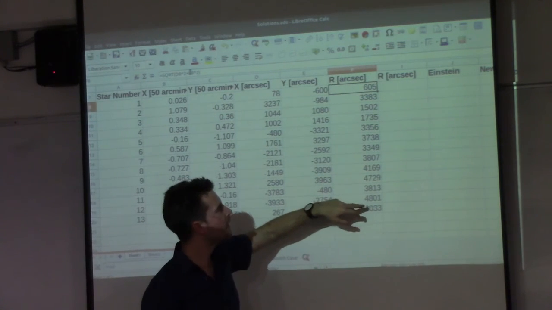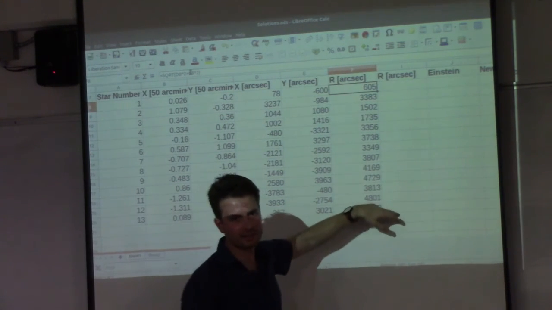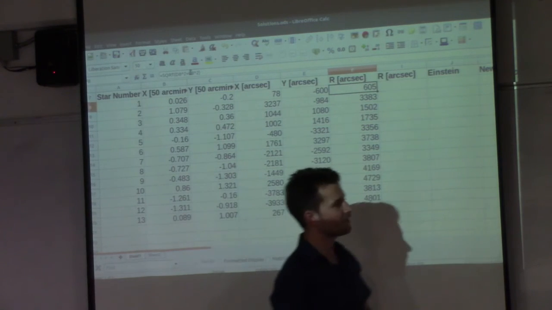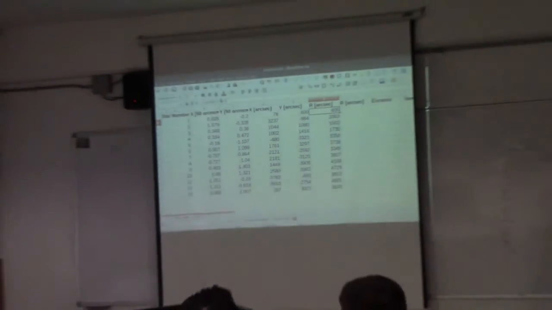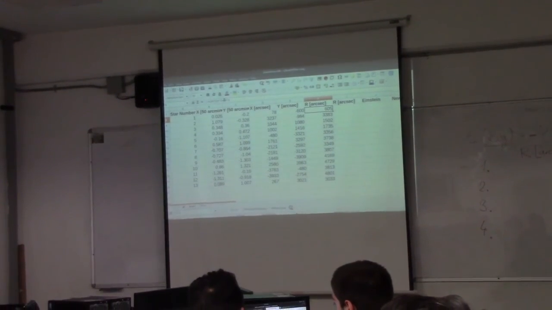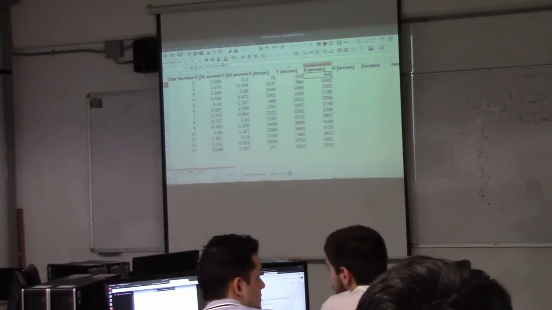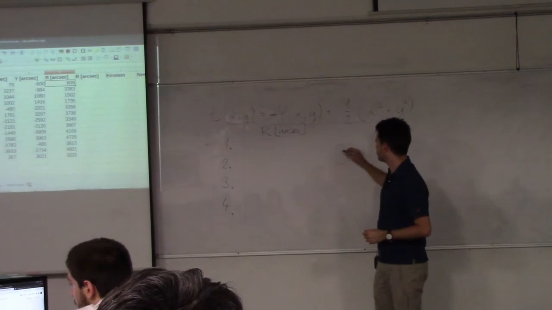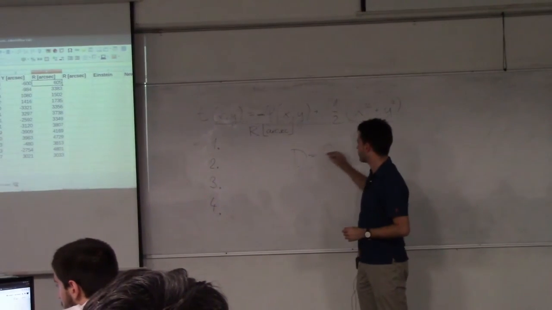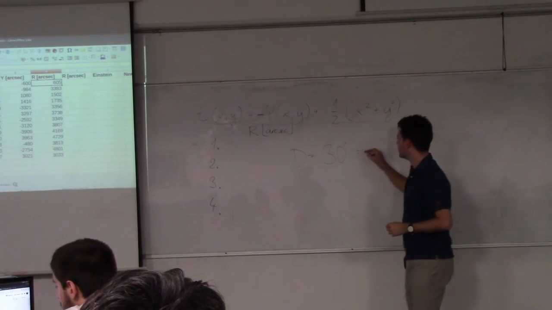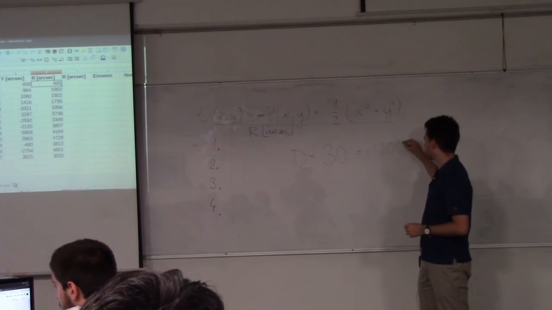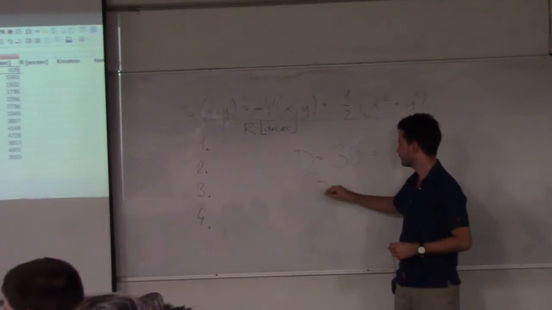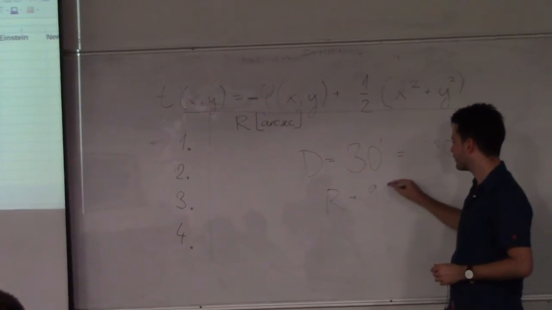As a sanity check, does anyone know how large the sun is in the sky, roughly? 30 arc minutes. Yeah. So the diameter of the sun is around 30 arc minutes, which is around 1800 arc seconds. So its radius is around 900 arc seconds.